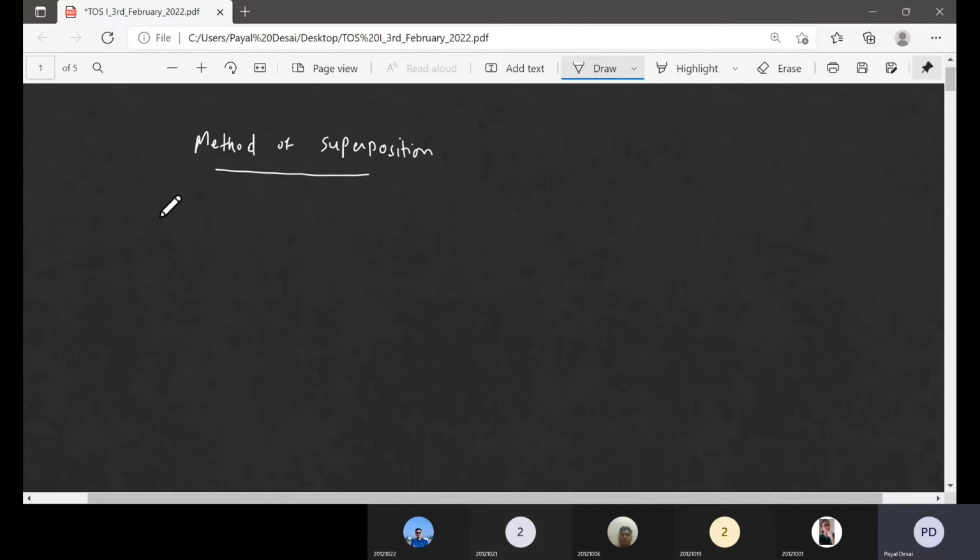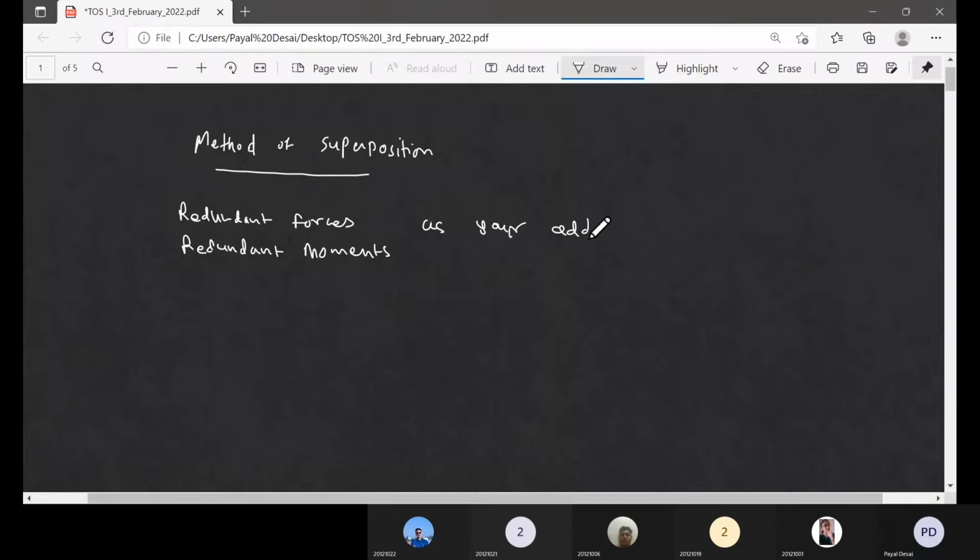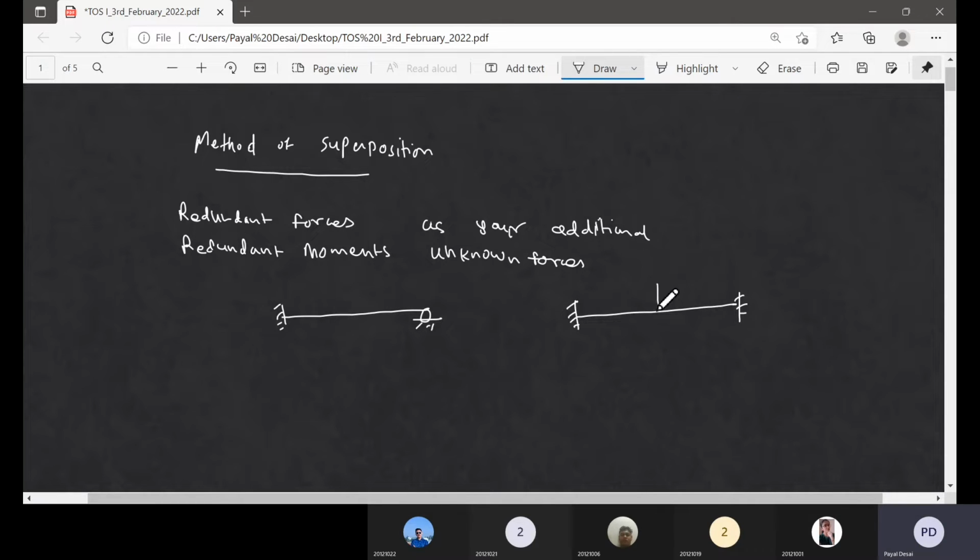So far we have been dealing with examples where you have redundant forces or redundant moments as your additional unknown forces. We have seen a couple of examples. We started with a very simple example, that is the propped cantilever. Then we saw the example related to the fixed end beam. Then we also saw an example with a hinge support and roller supports, like this.